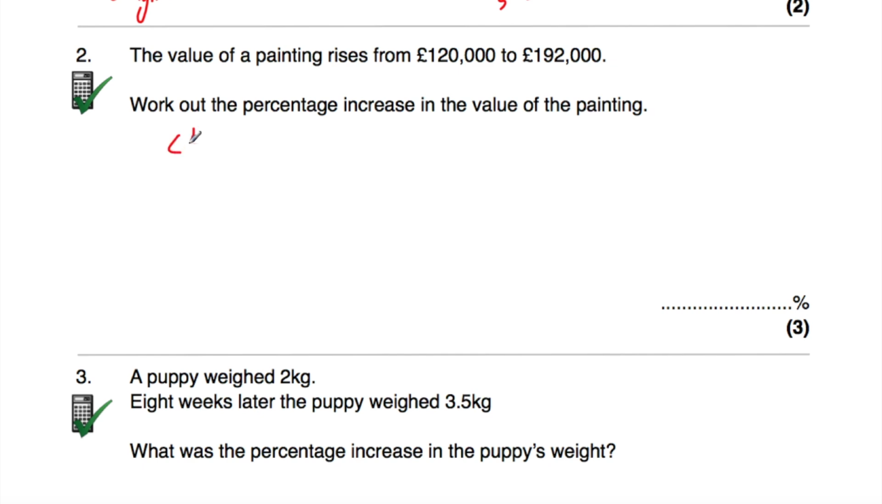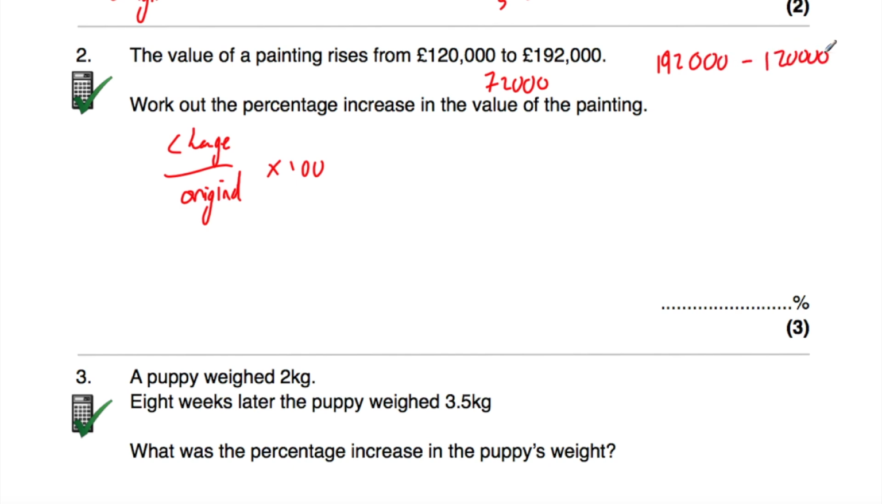So we're going to do change over original times 100. And when we work that out, we can then find the percentage increase. So the change, what does it go up by? Well, it goes up by 72,000. And it's a calculator question. If you do 192,000, take away 120,000, that's equal to 72,000, which is the change.